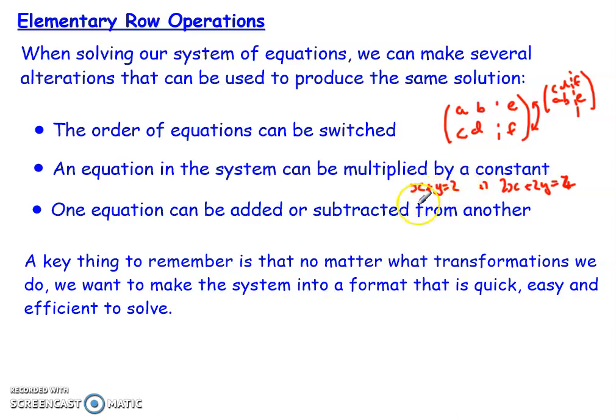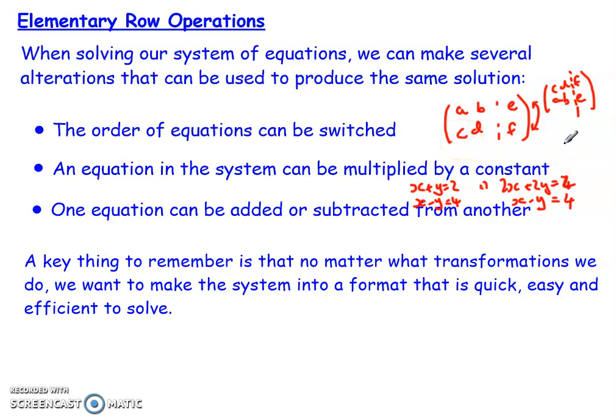So imagine I had a second equation that was x minus y equals 4, and I kept that second equation, x minus y equals 4, as my second equation there. All I did was multiply the first one by the constant 2. This would still give me the same solution overall for x and y. What we can also do is take one equation and it can be added or subtracted from another. So one of the rows can be added or subtracted from another row.